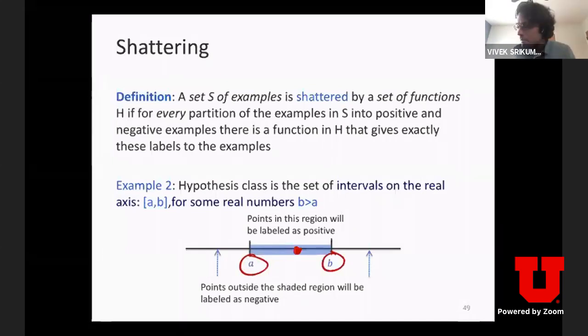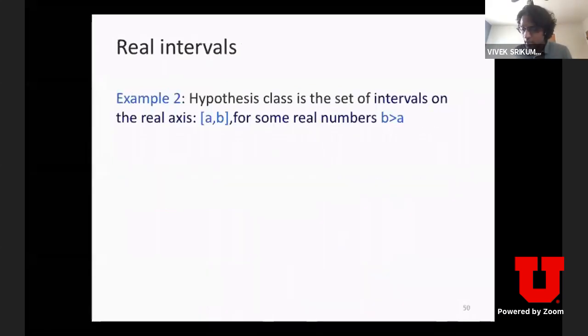So we can play the same game again. Let's go through the process from the beginning. First, can it shatter one point?